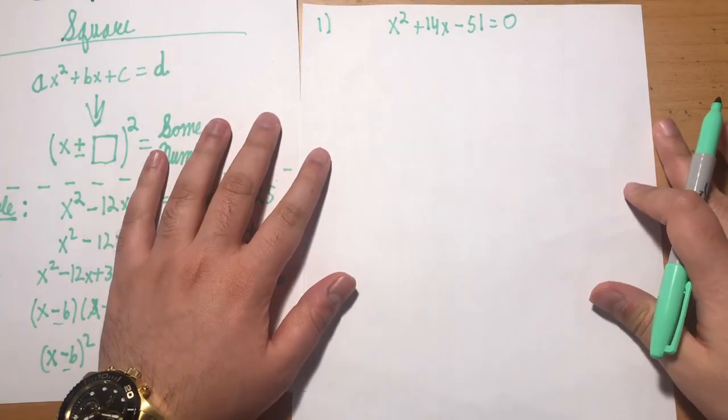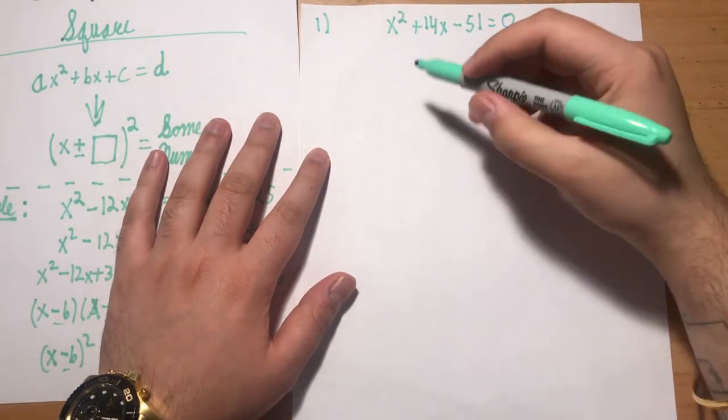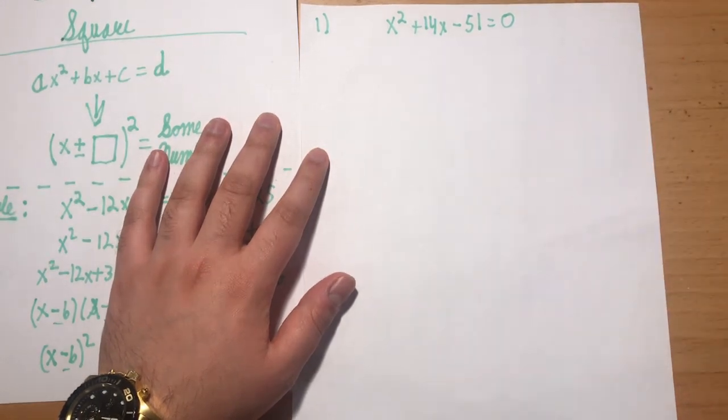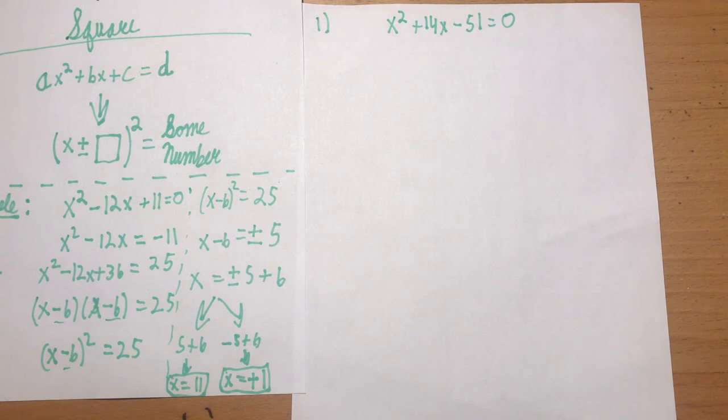All right, so this first example is we have x squared plus 14x minus 51 equals 0. I suggest pausing the video and trying this out yourself, remembering the steps we just went through. Also, I will write the steps for completing the square that I talked about in the description. So take a look at that and copy them down yourself, just for notes to reference.